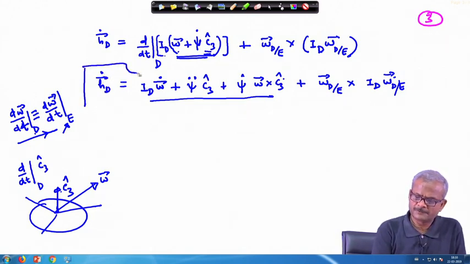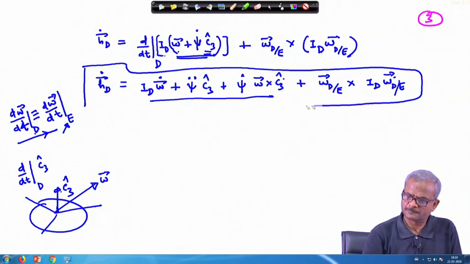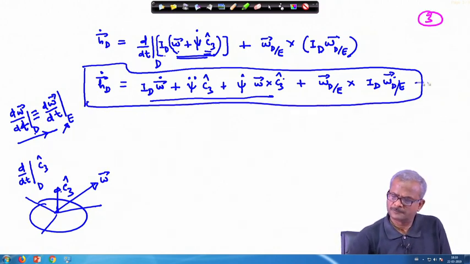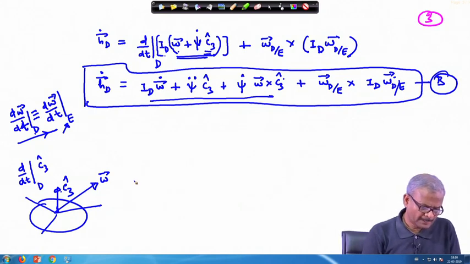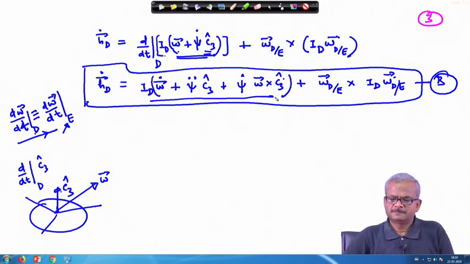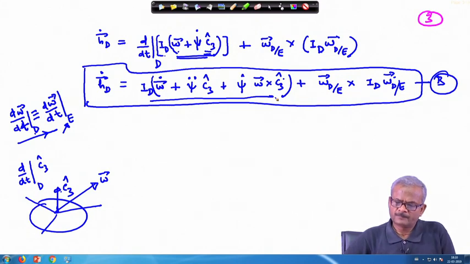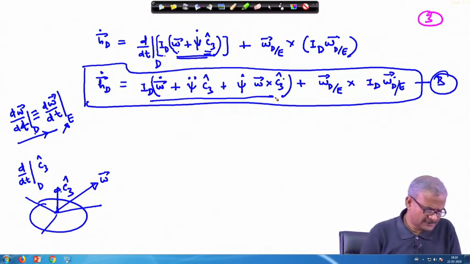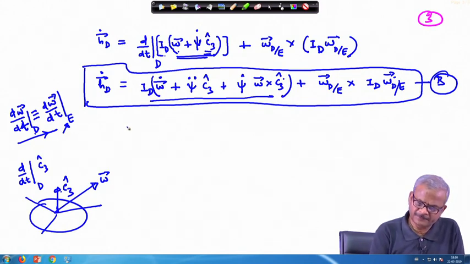So, this is your equation number B. And I d is common to all of them, so we can keep I d outside here. In the next step, we have to take the F frame.